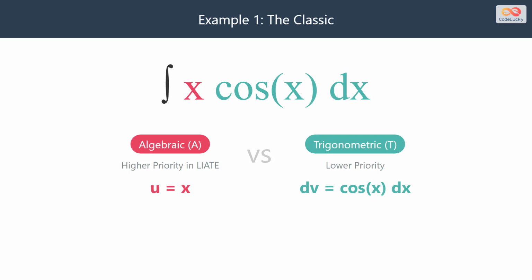Let's try an example. The integral of x times cosine of x. We have an algebraic part, x, and a trigonometric part, cosine x. According to LIATE, algebraic comes before trigonometric. So, we set u equal to x because it is higher on the list, and let dv be cosine x dx.